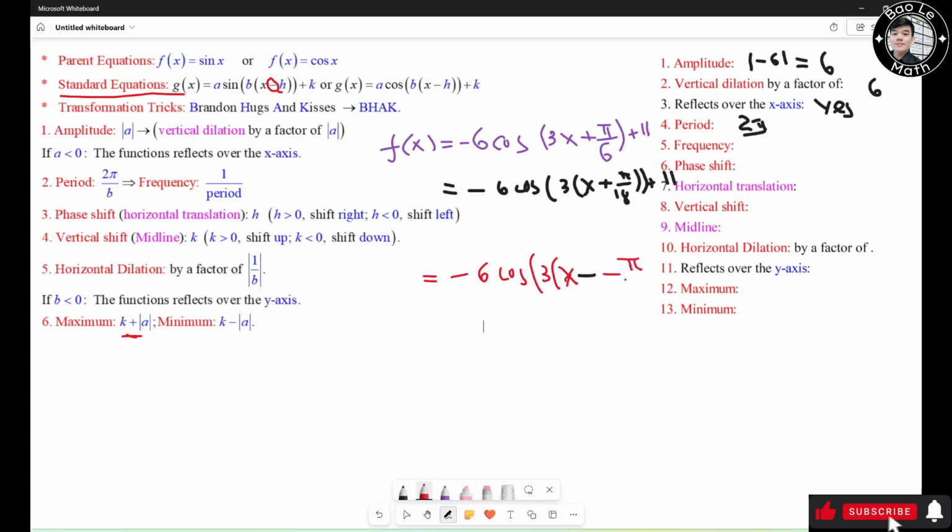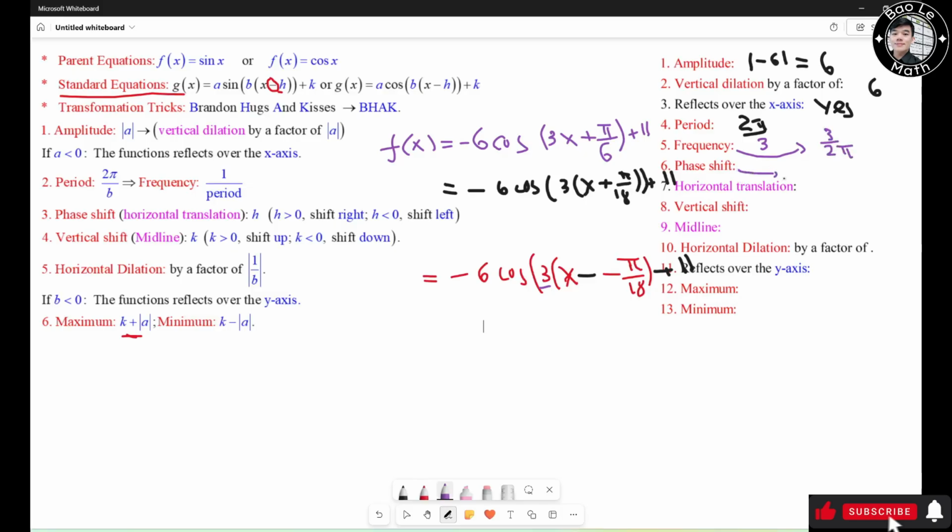Pi over 18. Close parenthesis. And you need to add 11. Alright, so then you know that the period is going to be 2 pi over b. b equals 3 right here, so it can be 2 pi over 3. Now the frequency is going to be 3 over 2 pi, right?